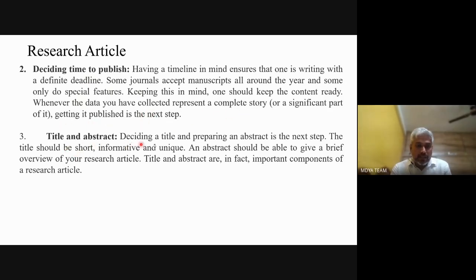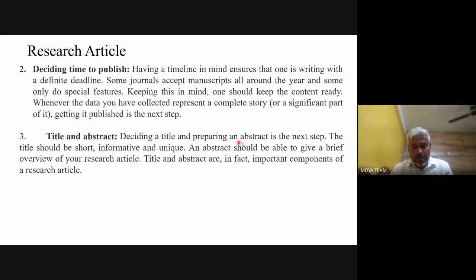Title and abstract are also important. When you write an article, you need to decide a title for it. Title is very important. For every synopsis, you need to first decide your title. For article writing, for research paper, for thesis, everything, you have to give a title. Title means a heading of your research paper, your article, your book, your thesis.